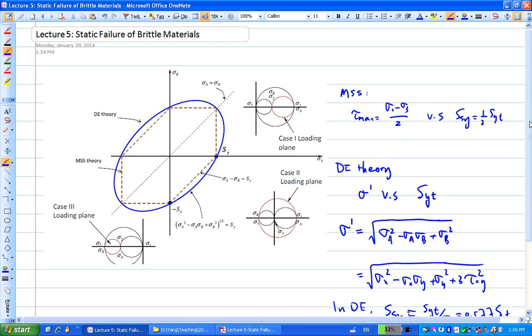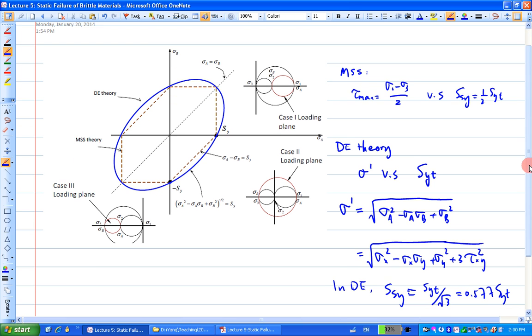The main topic of today will be static failure of brittle material. But I'm going to go over an example on static failure of a ductile material first. And then we'll touch on the new concept, the static failure of brittle material.